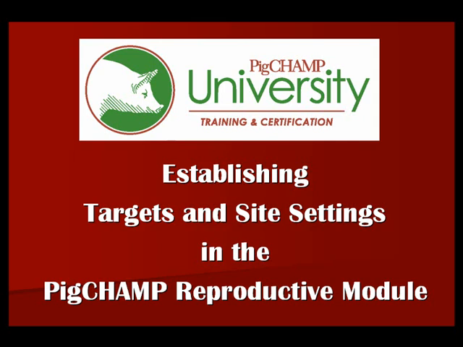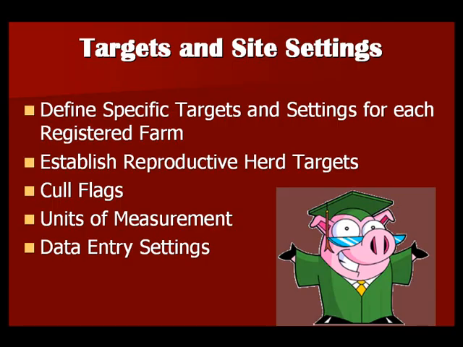Welcome to PigCHAMP University. In this training session, you will learn how to establish production targets and set site settings for your reproductive farm in the PigCHAMP program. The PigCHAMP Reproductive module allows the user to define specific settings and targets for each farm site registered in the program. Through the Site Settings and Targets function of the program, you can establish reproductive herd targets, cull flags, units of measurement, and data entry settings.